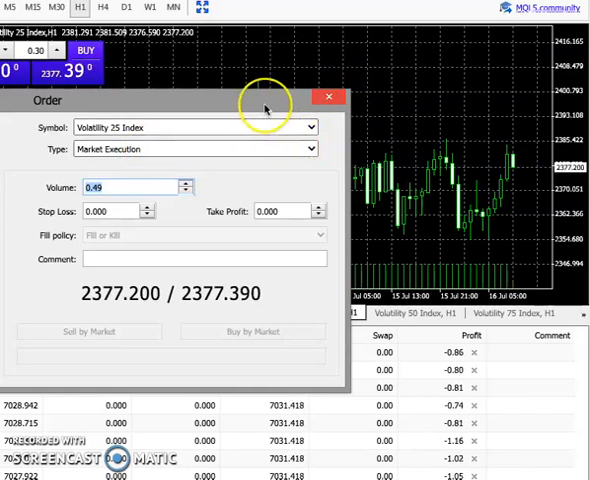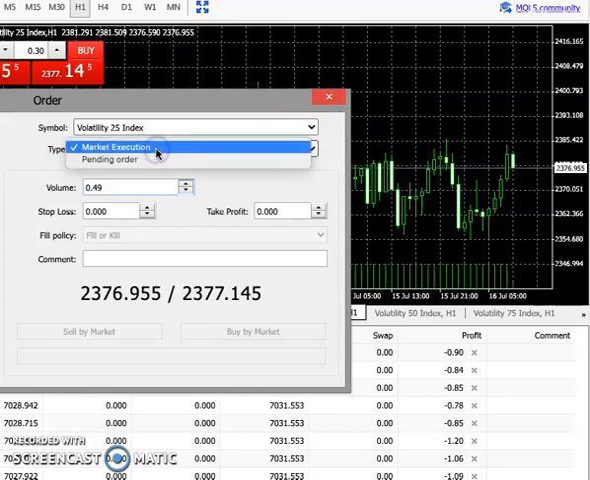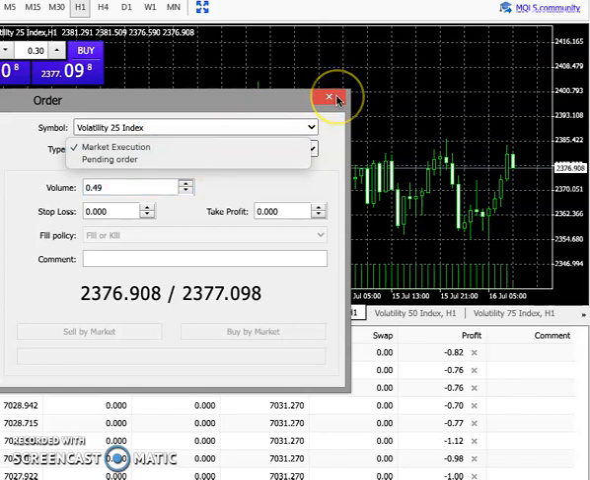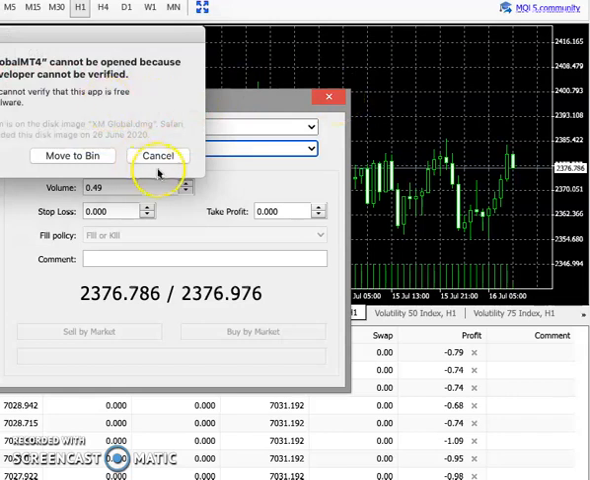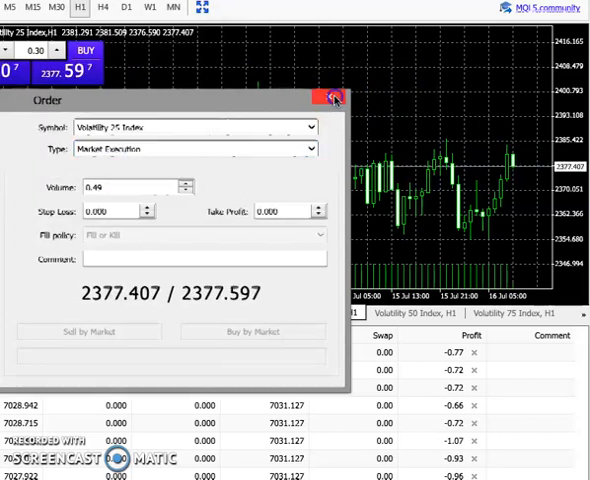This is when you place your order on a trade. You have market execution and then you have pending order, which means you pend your order until a certain price, and then it will trigger your pending order, right? Sorry about that. So you can just close that.